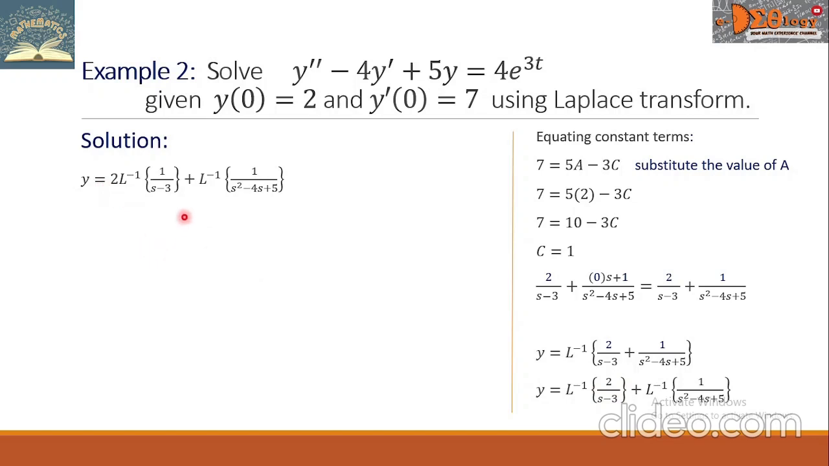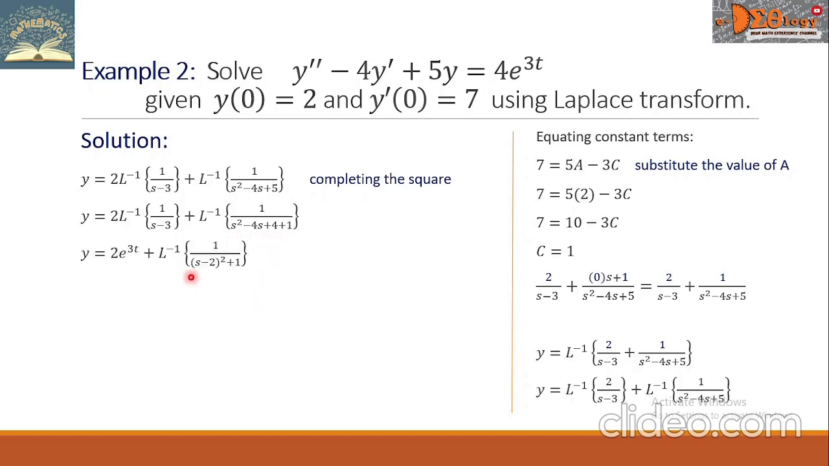And then let us now apply our formula for Laplace inverse. For the first Laplace inverse here, we have the immediate formula. For the second Laplace inverse, we need to do completing the square. For the denominator of the second Laplace inverse, we can split the number 5 into 4 plus 1. Then we group the trinomial s squared minus 4s plus 4. So we have this s minus 2 power 2. Then we just write plus 1.